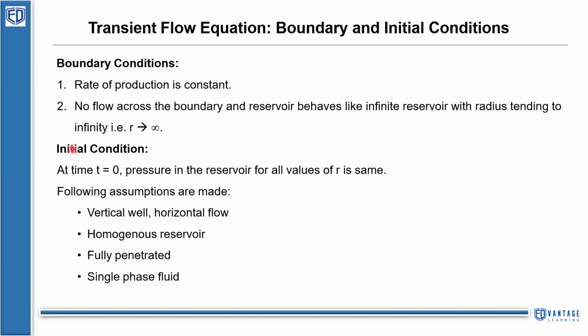The initial condition would be at time t equal to 0. The pressure in the reservoir for all values of r is the same. Before the start of this well test, the pressure is the same across the reservoir, and the reservoir is homogeneous. So the assumptions made are: the well is vertical, the flow is horizontal across the reservoir, the reservoir is homogeneous, the perforations are fully penetrated, and the fluid flow is single phase fluid, maybe either oil or gas.